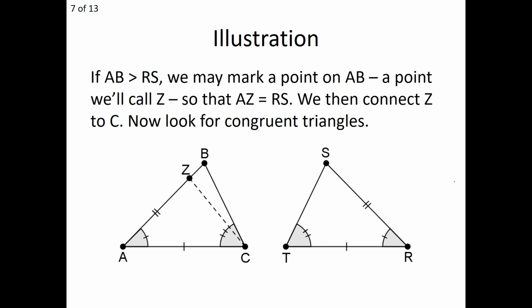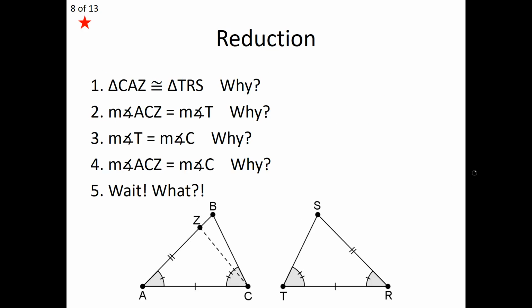So let's take a look at breaking down our reduction here. Same diagram that we saw on the last page. We now have this new triangle ACZ. As it turns out, we actually have a pair of congruent triangles now. Let's take a look. We have marked AZ equal to RS, right? Because by our construction, we can cut AB shorter to the point Z, which means AZ is equal to the length of RS. Because remember, our assumption is that AB is longer than RS.